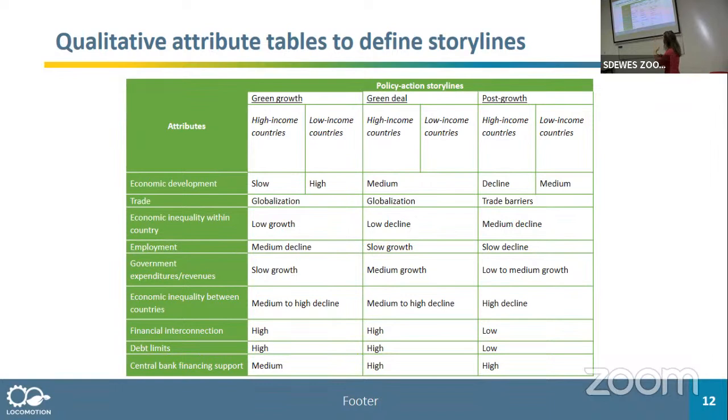And here is an example for economic dimensions. We selected some attributes along each of the dimensions which we model in the model. Here are examples of economic dimensions. We have as qualitative attributes economic development, trade, economic inequality within the country, employment, and so on. I'm not going to read all of them. And we also try to associate some qualitative identifier for each of the three policy storylines, and of course, they will differ for high-income countries and low-income countries.